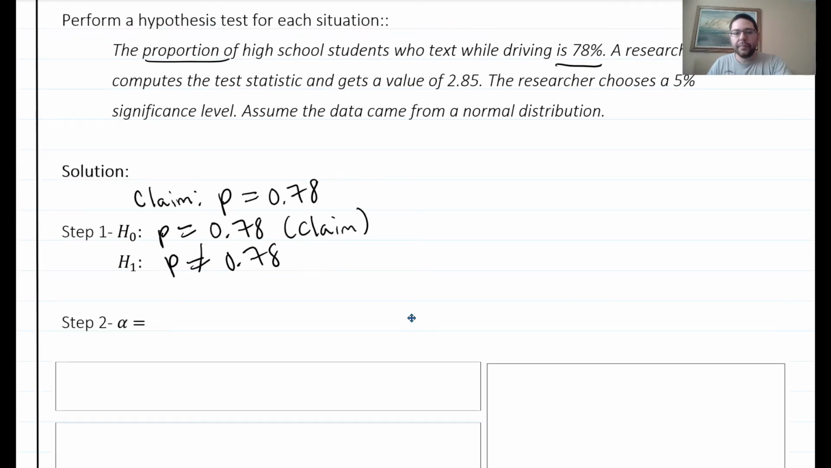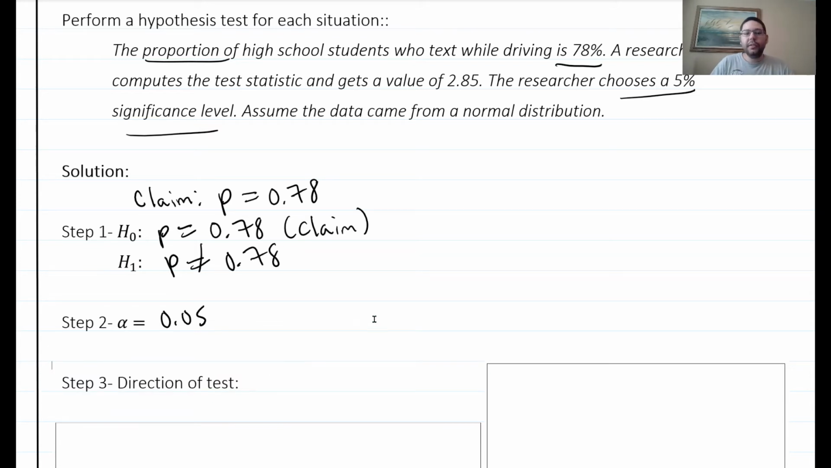Step 2, select your alpha. Here in this case, they tell you that the researcher wants an alpha of 5%. So 0.05, that's my alpha. Okay, it says right here, 5% significance level. All right, step 3, determine the direction of the test. Remember, the directionality of the test is dependent on the alternative. Now, since this is not equal to, that means it's a two-tailed test. So the direction is two-tailed.